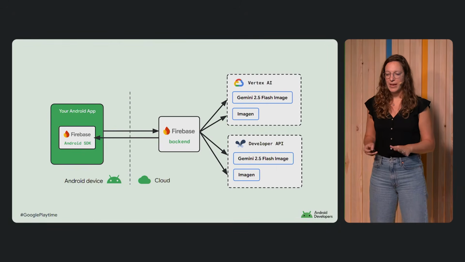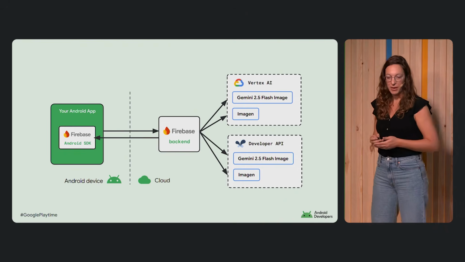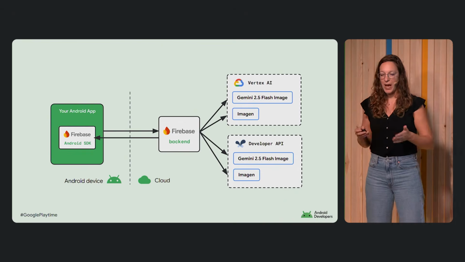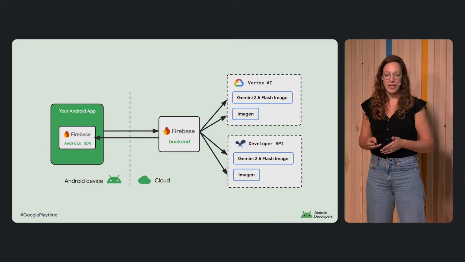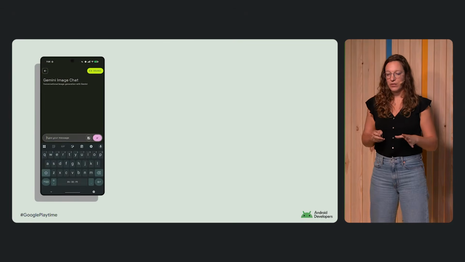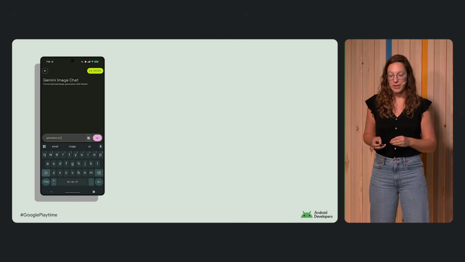So how do you access these powerful models from your Android app? Well, I already discussed that we have Firebase, and Firebase is great for intermediating. So I can show you how we can use the Firebase AI Logic SDK to easily and quickly access these models. Let's start by looking at chatting with Nano Banana.